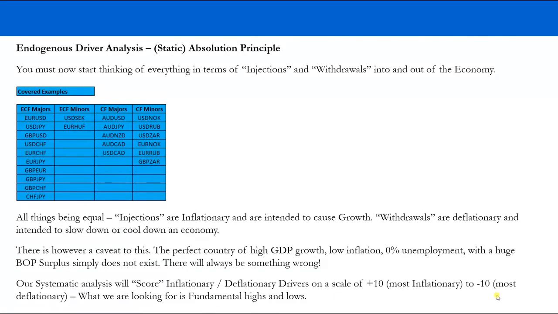Now, the best way, and probably the only way, to understand how this systematic process and scorecard works is to actually just get our hands dirty and do this. Once you get into it, you're going to start understanding how the scorecard system actually works.